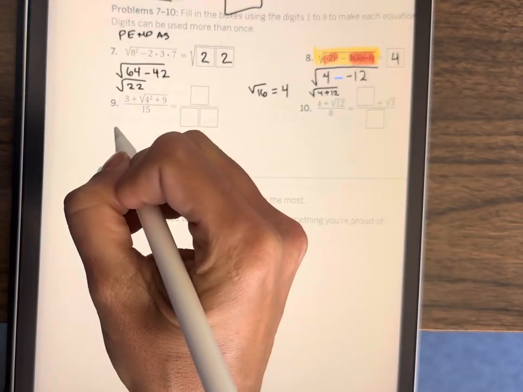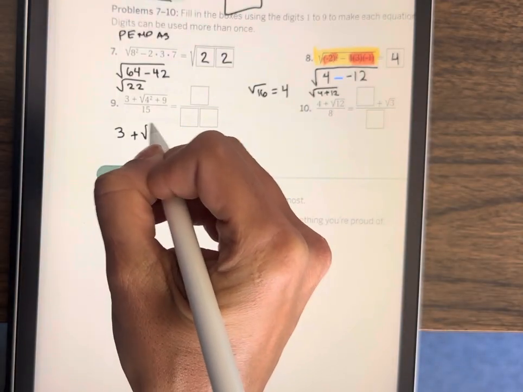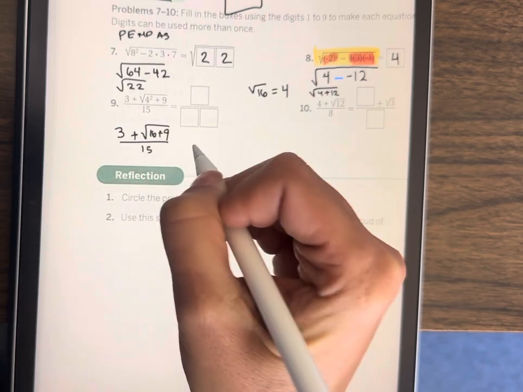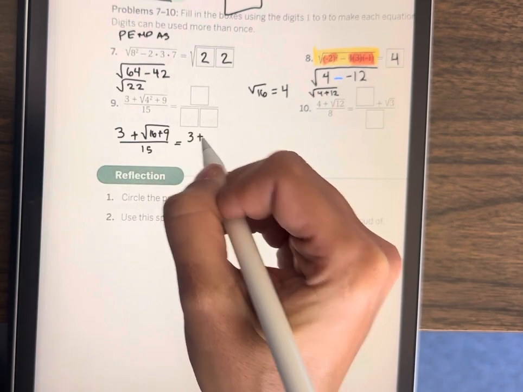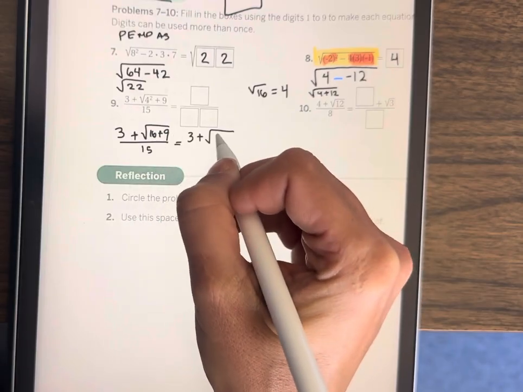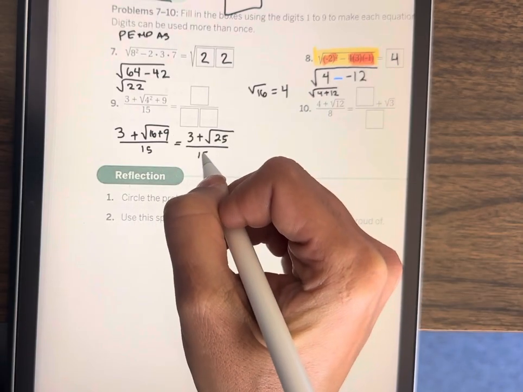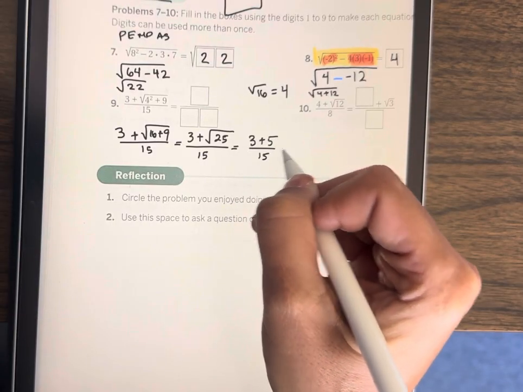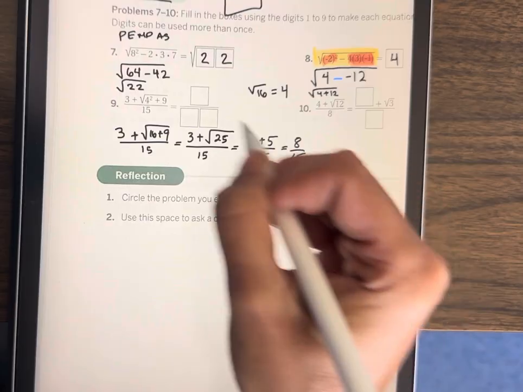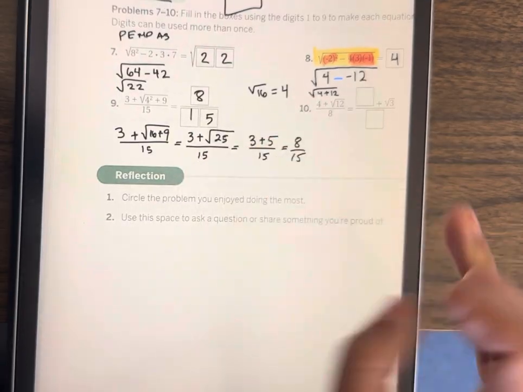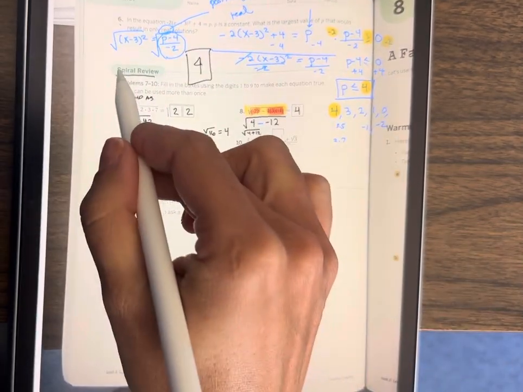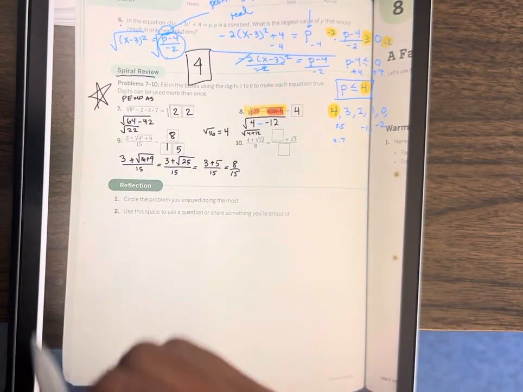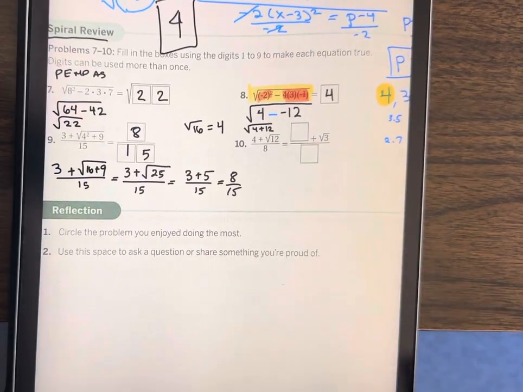Okay, over here, I have 3, I have plus, I have 4 squared is 16, plus 9, and it's all over 15. Okay, this is 3 plus the square root of 16 and 9 is 25, all over 15. And square root of 25 is 5, and this is 8 over 15. You guys, these are so, oh my gosh, please do this. When we start doing quadratic equation, these are all the skills we need, simplifying these types of things.